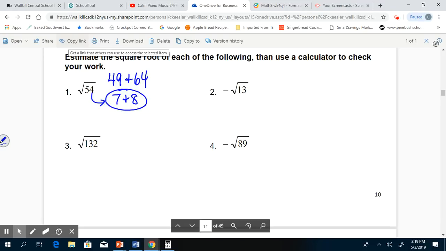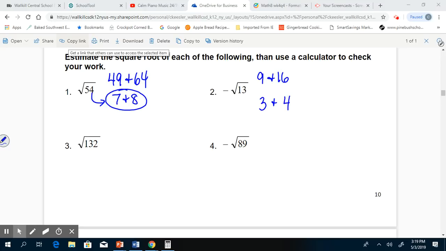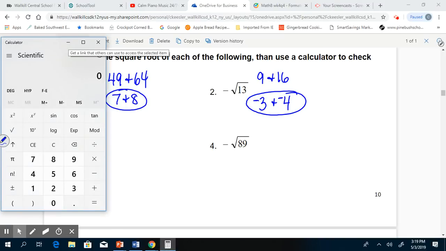Now I have the negative square root of 13, and all that means is I'm going to negate my answers in the end. 13 is between 9 and 16 on my list. The square root of 9 is 3, and the square root of 16 is 4. So the negative square root of 13 is going to be between negative 3 and negative 4. And again, to prove it, I could do clear and square root 13, which is 3.6. And if I negate it, it's negative 3.6, which is between negative 3 and negative 4.